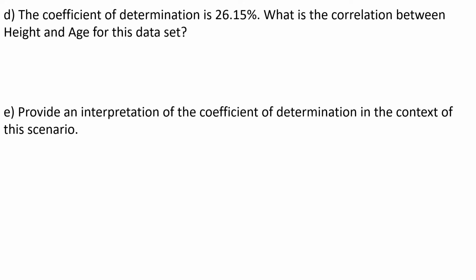The coefficient of determination in this case, and this is our data for the babies, is 26.15%. What is the correlation between height and age for this data set? That's a very straightforward question. We just take the coefficient of determination, write it as a decimal, and take its square root. That gives us a correlation.